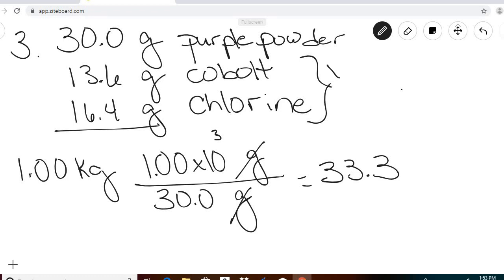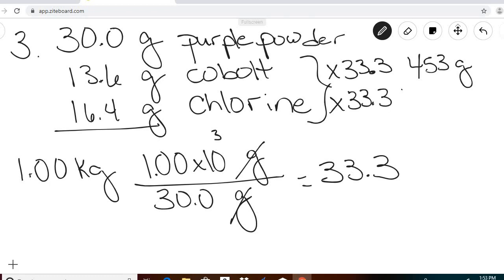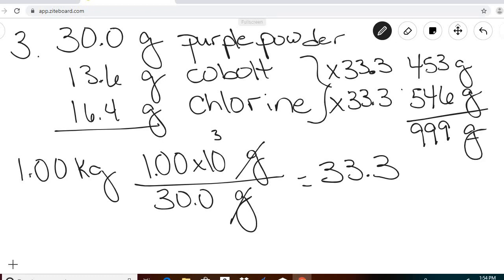So we would need to multiply our cobalt by 33.3. We need 33.3 times as much. And if we do that, with 3 significant figures, you're going to get 453 grams of cobalt. And we'll multiply the chlorine times 33.3, and that will give us 546 grams of chlorine. If we add these together, we get 999, and that's close enough. Our significant figures is going to keep us from reporting exactly 1 kilogram, but it would be 999 grams.